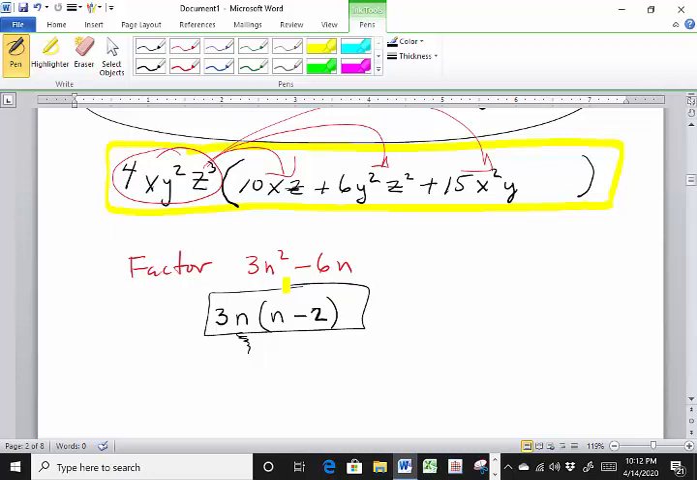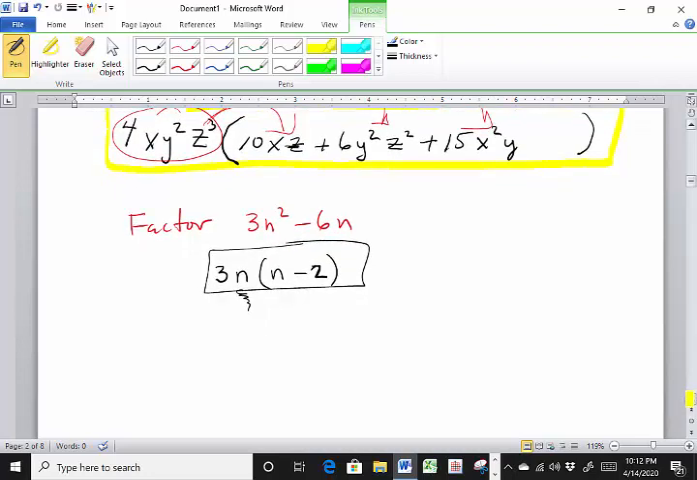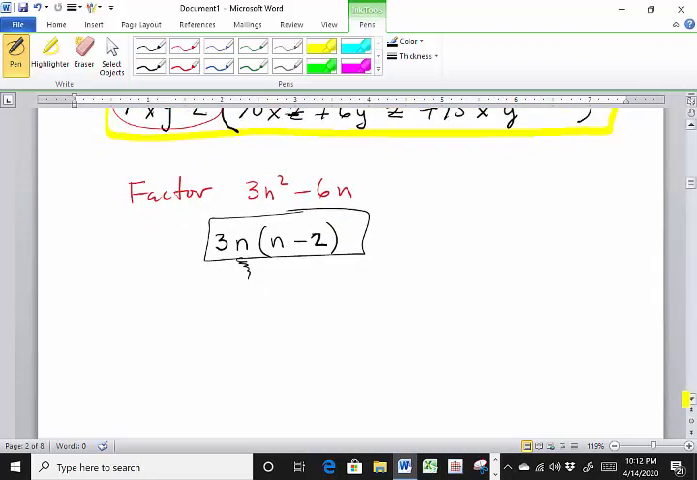Oh, let's look at another one. Let's say we have here 32x squared minus 8xy, plus 12. Okay, again, this is a multivariable polynomial.